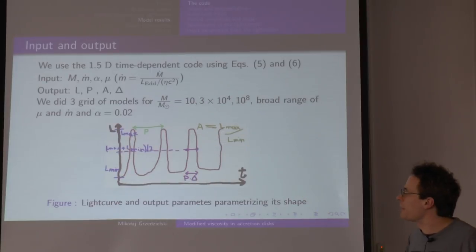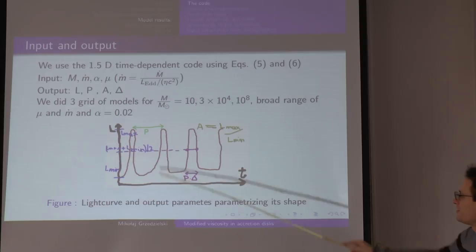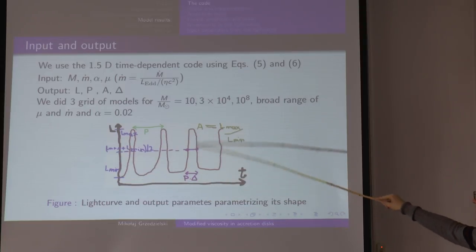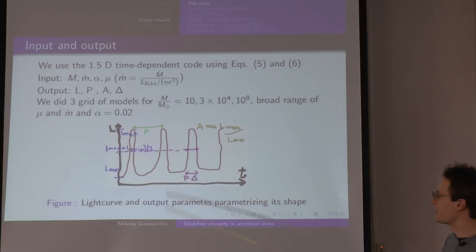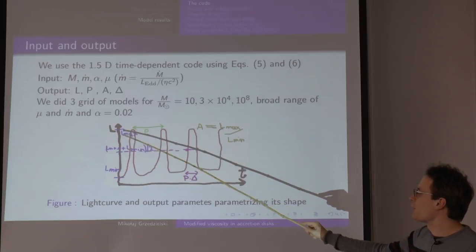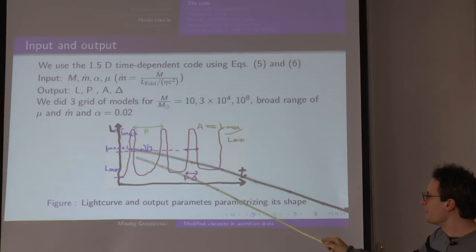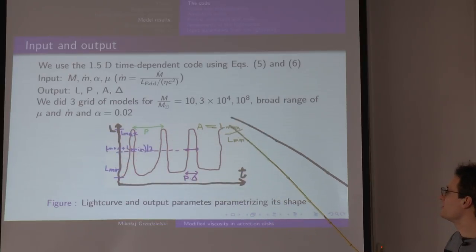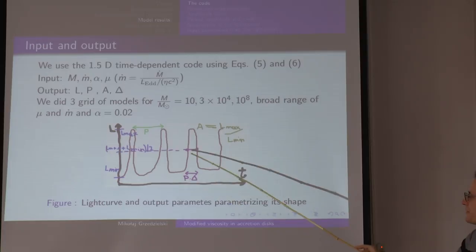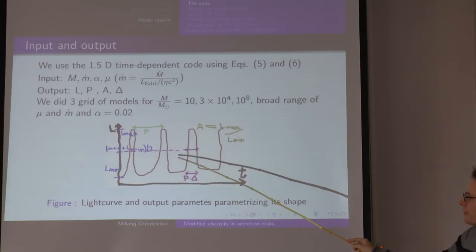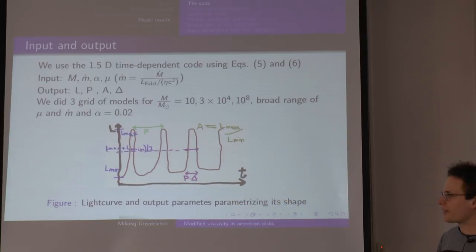And we parameterize also the output. And this is what this light curve can look like. So we get period, a well defined distance between two peaks, amplitude, this is maximum divided by minimum luminosity, and this delta is the half lifetime of these bursts divided by period.